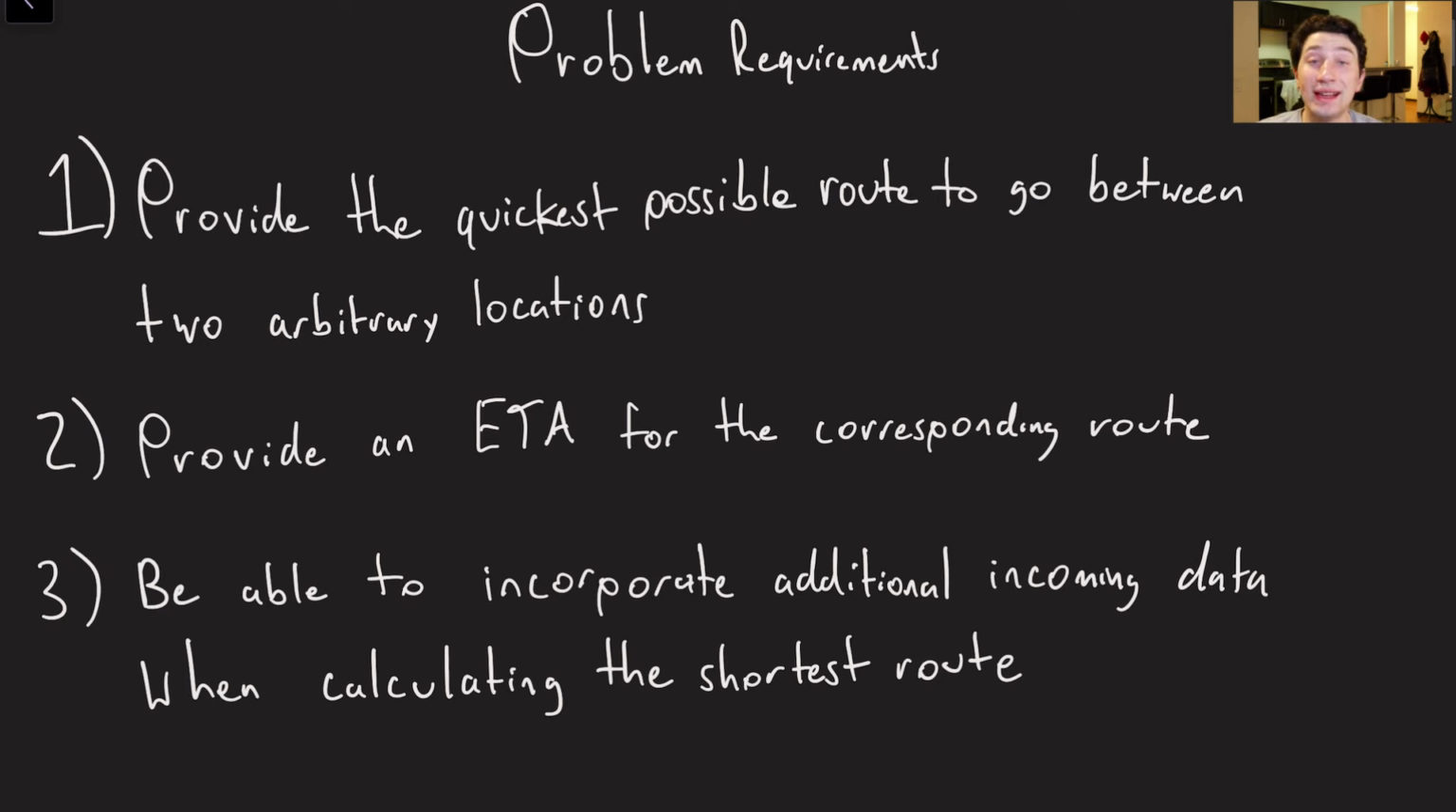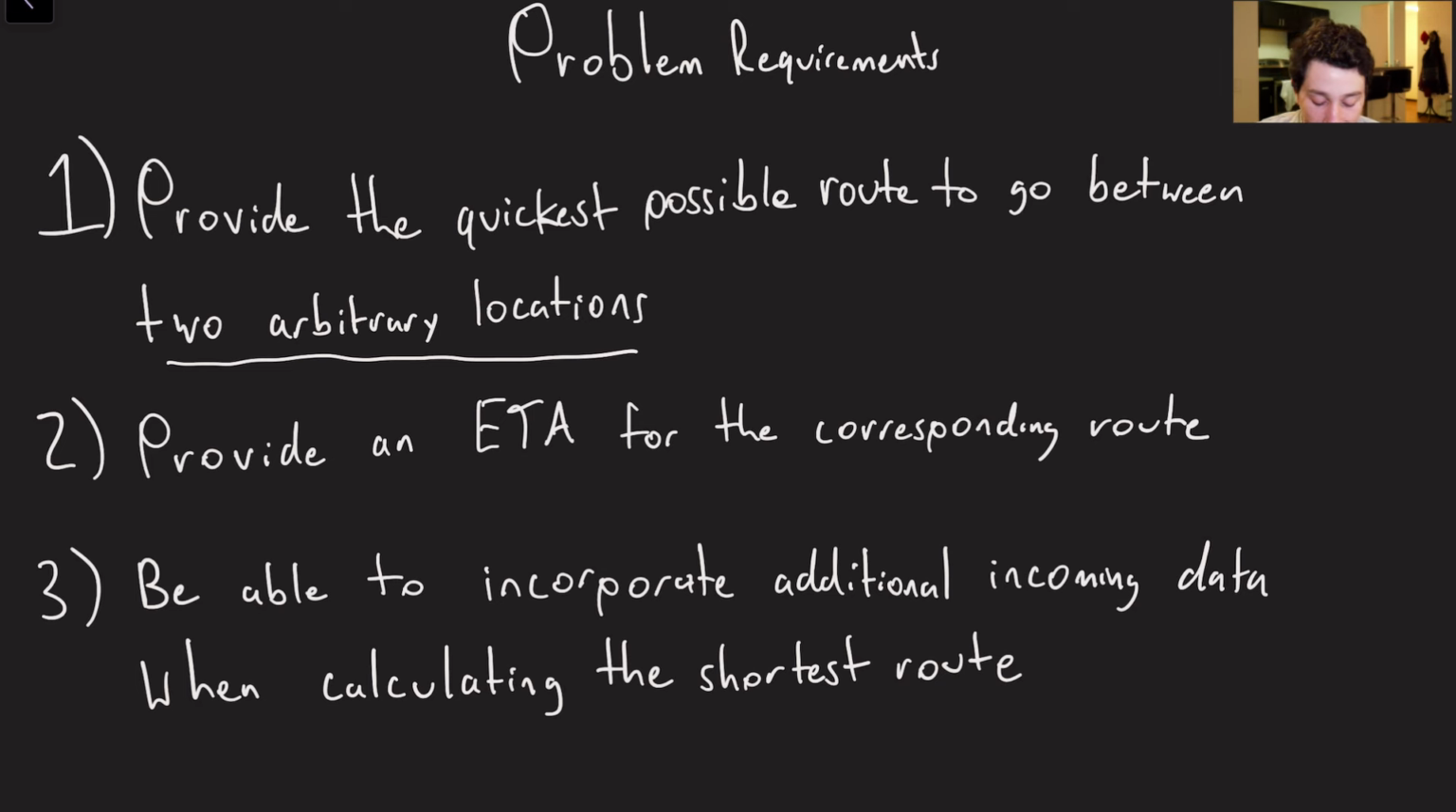So in order to formalize these problem requirements, let's turn them into three different statements. The first is that we obviously want to get the quickest possible route between two arbitrary locations. Now the truth is, Google Maps isn't always going to give you the quickest possible route. It's going to make a trade-off between finding you the best possible route and also getting you good latency in terms of figuring out what route to take. So worth noting that there.